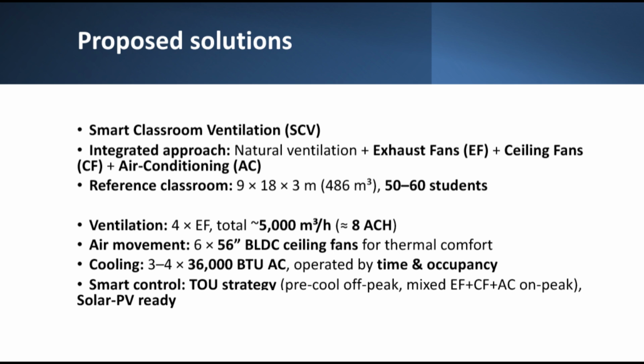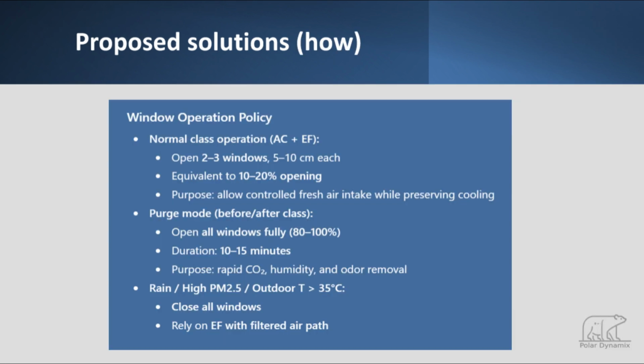The system is managed through a smart time of operation control strategy. Pre-cooling is done during off-peak hours, while a mixed mode of exhaust fans, ceiling fans, and air conditioning is used during on-peak periods. The system is also designed to be compatible with solar photovoltaic integration, ranging from 20 to 160 kilowatts at its peak. This slide explains the proposed solution, focusing on how the windows are operated under different conditions.